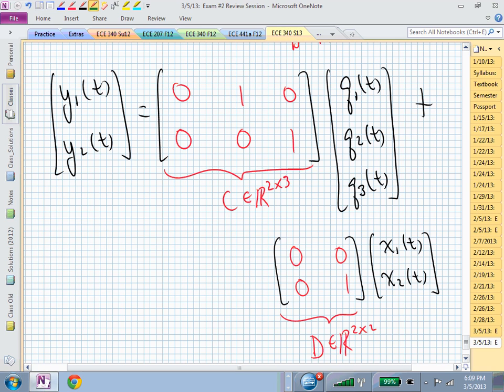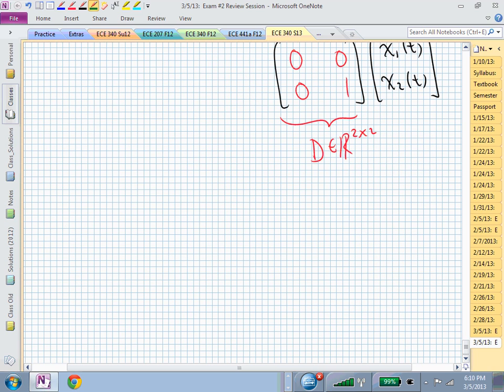Let me see if I can find an example. Let's say, did I hear Bode? Is that what you're saying? Suppose somebody gives you the following transfer function.